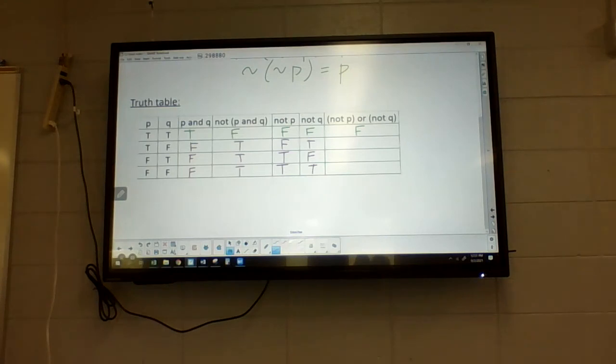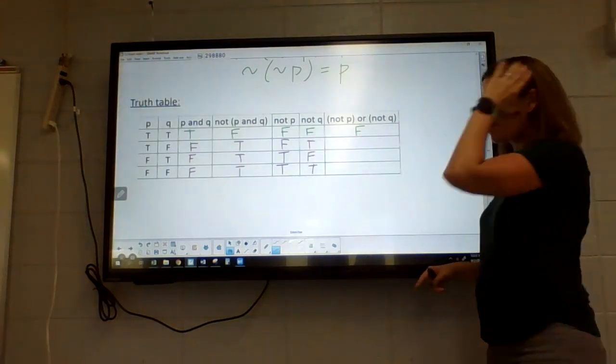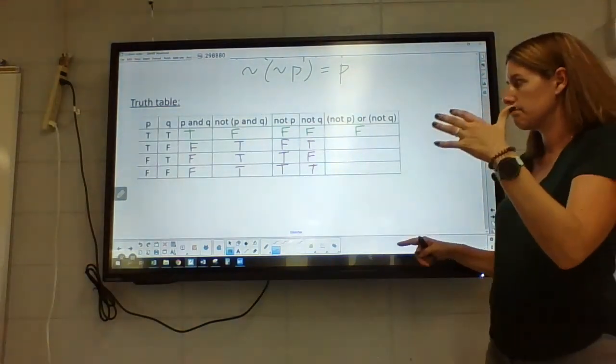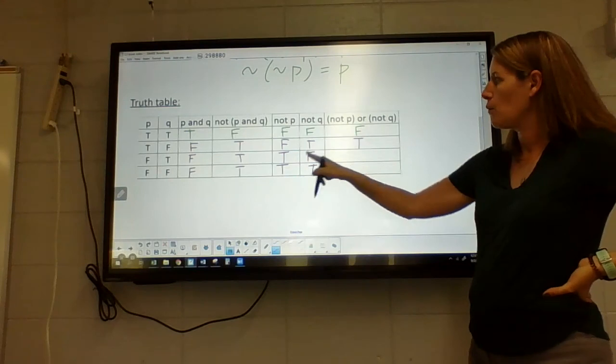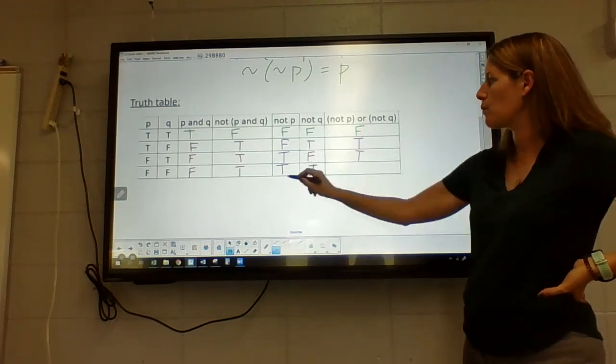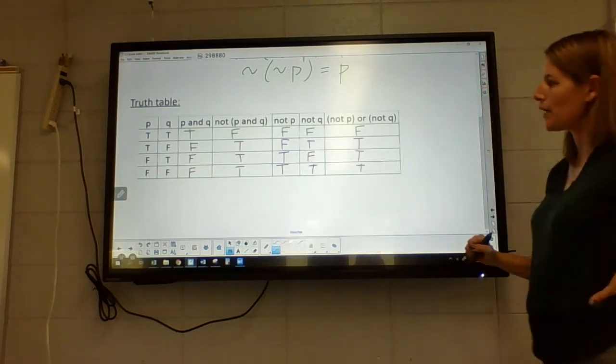And now we're taking these two columns and doing or. So these two columns, remember it's one or the other. One or the other said true, so that's okay. One or the other said true, so that's okay. One or the other said true, that's okay.